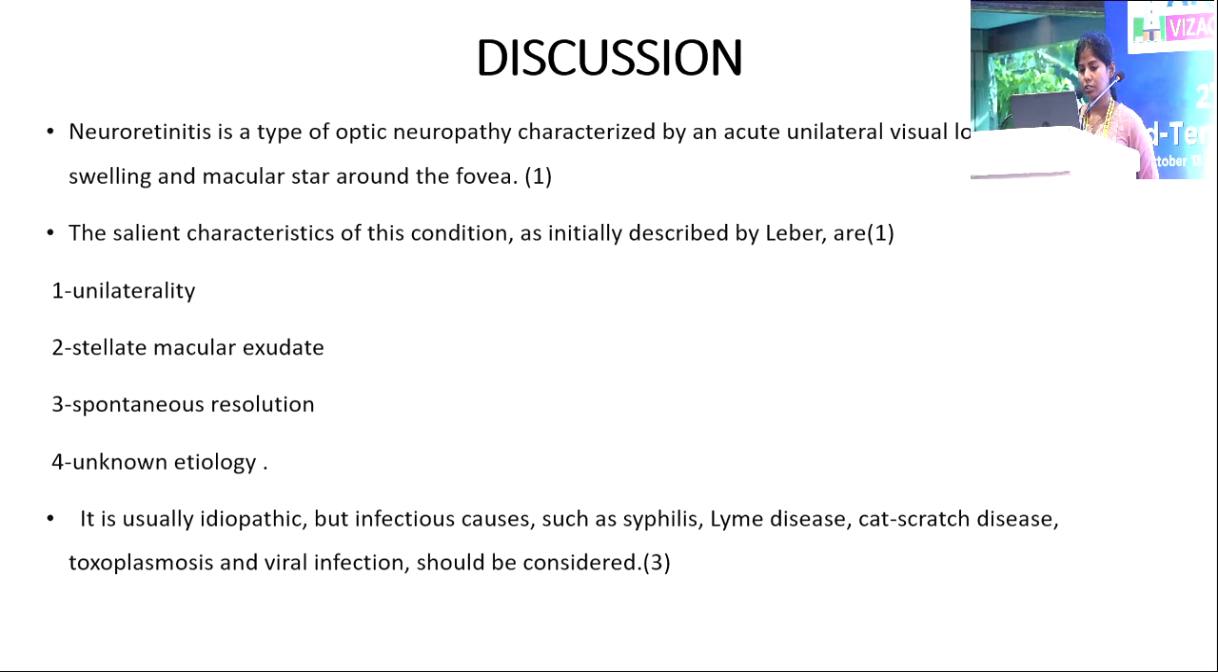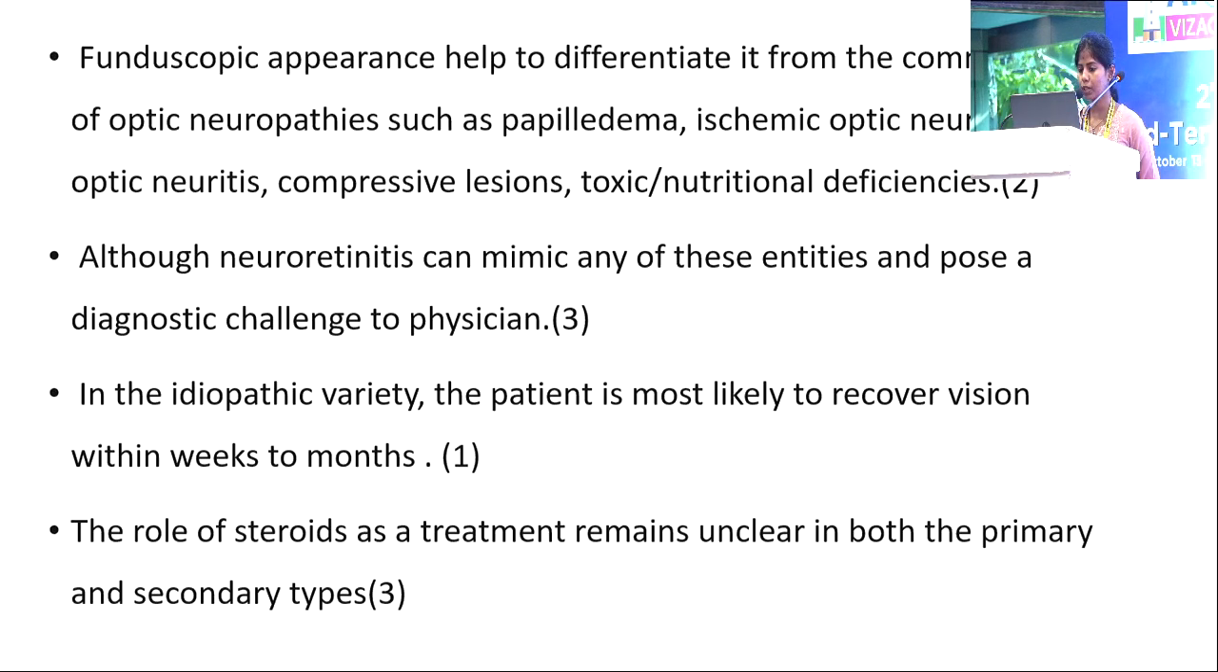Coming to the discussion, neuroretinitis is a type of optic neuropathy characterized by acute unilateral visual loss with optic disc swelling and a macular star around the fovea. The salient characteristics of this condition are usually unilaterality, stellate macular exudate, spontaneous resolution, and unknown etiology. It is usually idiopathic, but infectious causes such as syphilis, Lyme disease, cat scratch disease, toxoplasmosis, and viral infection should be considered.